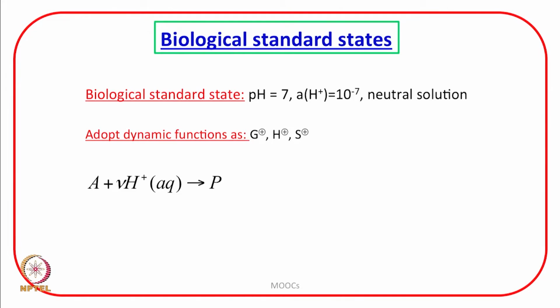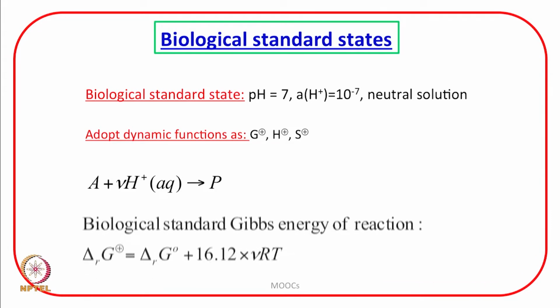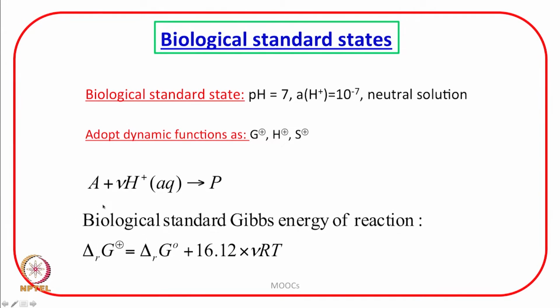Now, let us go to the slide. For this reaction A plus nu H plus going to product, we have developed this equation for the biological standard Gibbs energy of the reaction. This 16.12 comes from 2.303 into pH value of 7, and this equation can be used to get the value of biological standard Gibbs energy of reaction.